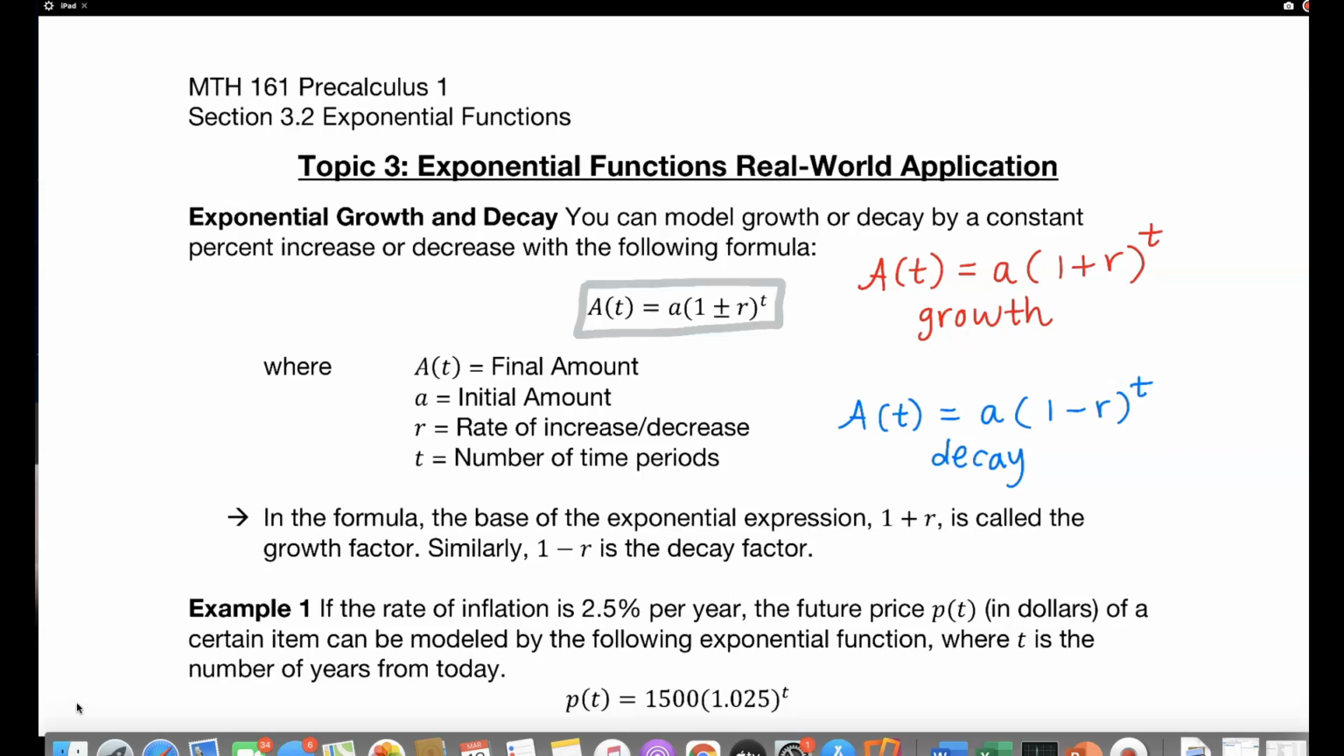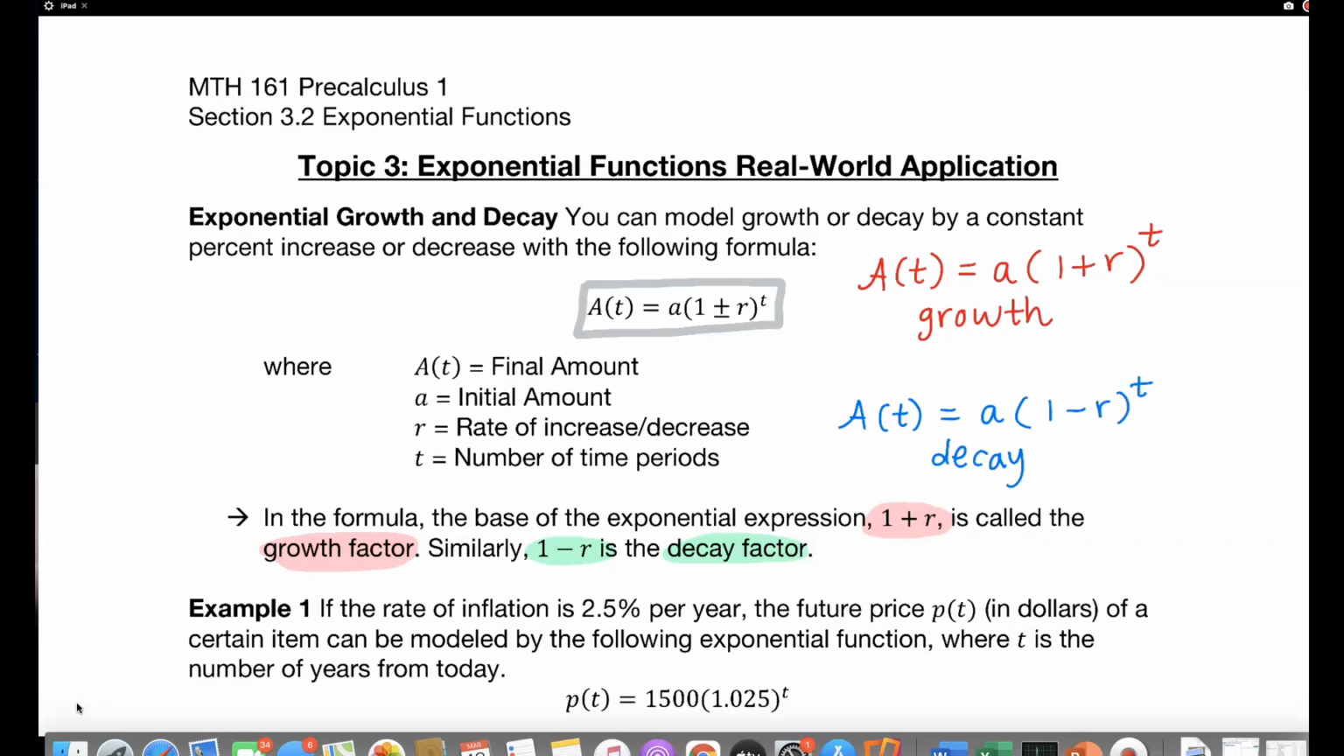In the formula, the base of the exponential function, 1 plus r, if you're adding, this is the growth, right? So if you have 1 plus r, this is called the growth factor. Well, if you have 1 minus r, the base, this is going to be the decay factor. Just some terms that I may be using today, so I want to give it to you.